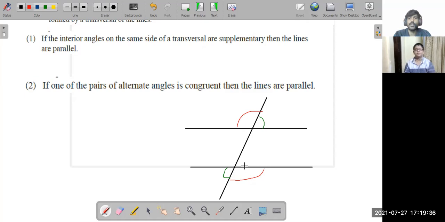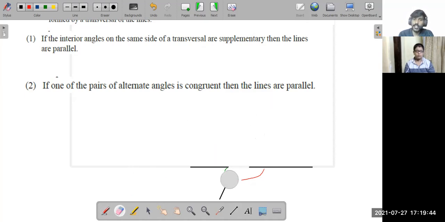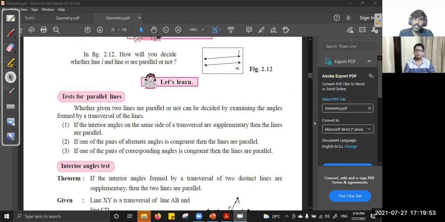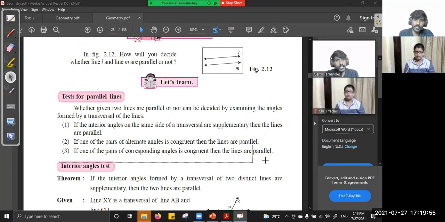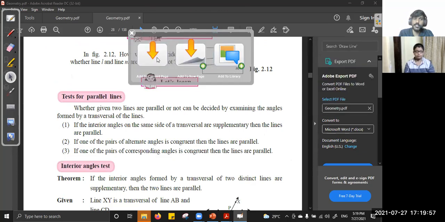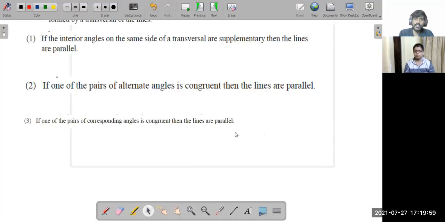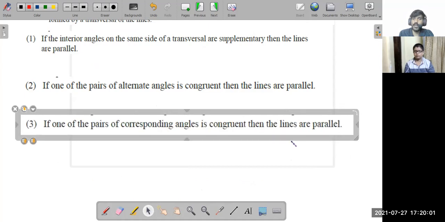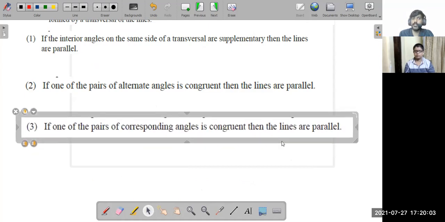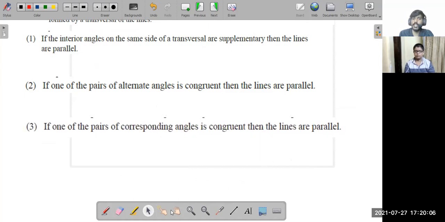Done, sir. Let's see the third point now. The third test. So first test, if interior angles are supplementary, lines are parallel to each other. Second test, if any one pair of alternate angles are congruent, then the lines are parallel to each other. The third test is even easier. The third test says, if any one pair of corresponding angles are congruent, then the lines are parallel.